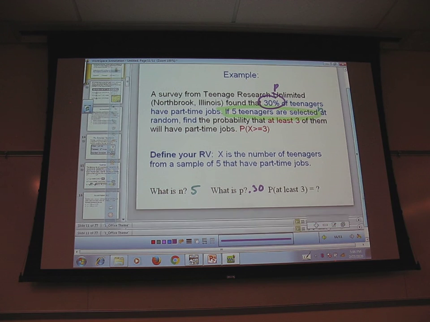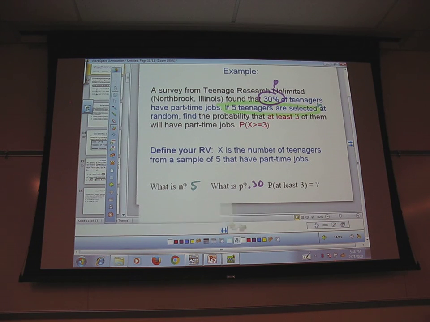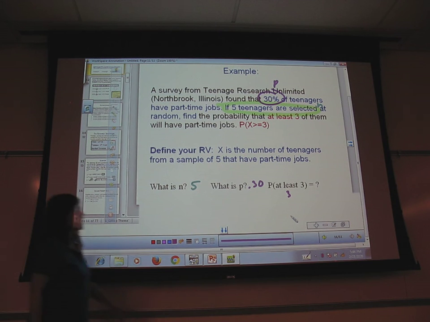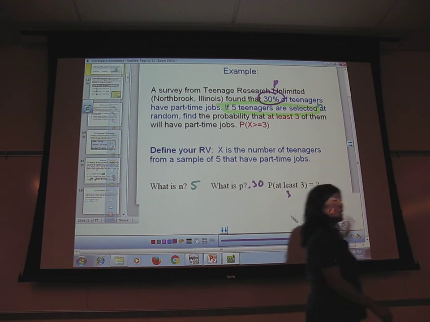All right, so the next question is, how much is at least 3? At least 3 means how much? 3, 4, 5. Think about it. Okay, so at least 3 is at least 3.